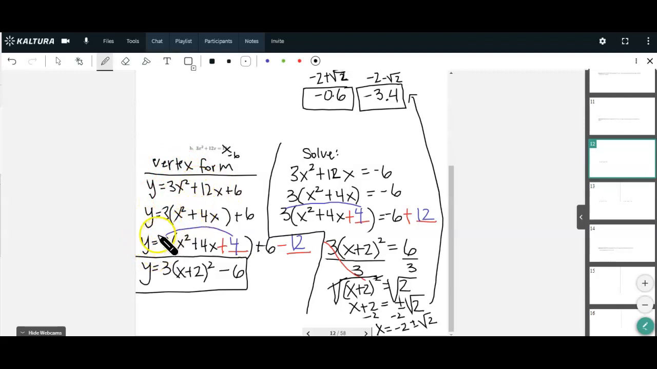notice where our equal sign is, right? We have y equals all of this stuff. So when we complete the square here, we've got 4, and then we have to do 3 times 4. So really on this part, we added 12 here. And so to keep it balanced, I need to subtract the 12 off.